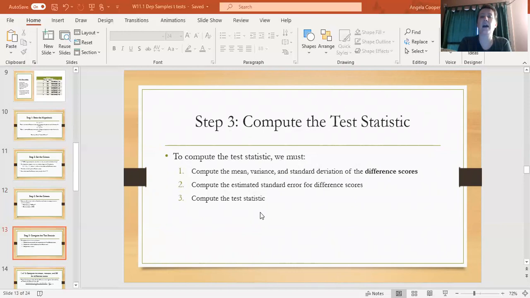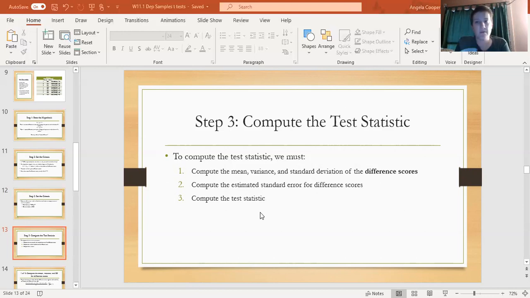Okay, so now we have to compute the test statistic. Pretty much get used to, from here on out, that computing the test statistic is going to come in multiple steps. I mean, it always has been, but t-tests seem to really get persnickety about the multiple steps we have to take before we finally get our test statistic. So first we have to compute the mean, variance and standard deviation of the difference scores.